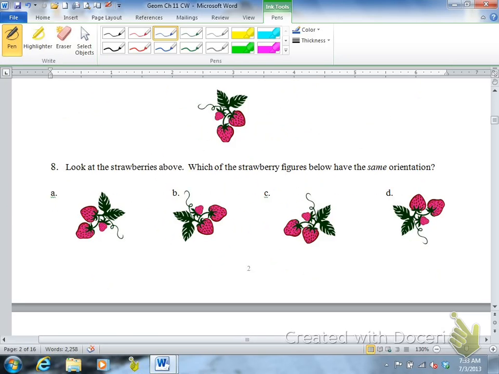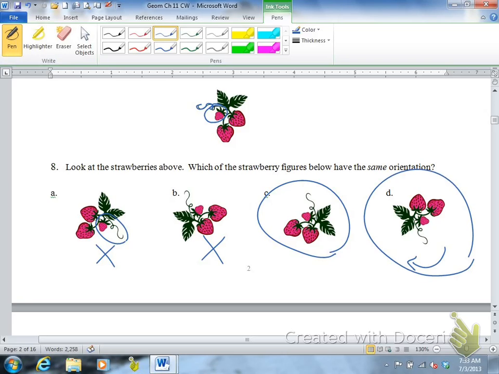On this one I do the same thing. So you have maybe this small one right here, or this little branch going out on the left. So looking at this, the branch is on the right. Looking at this one, it's on the right. Looking at this one, it's on the left. Looking at this one, if you rotate it this way, it would be on the left. So those have the same orientation.